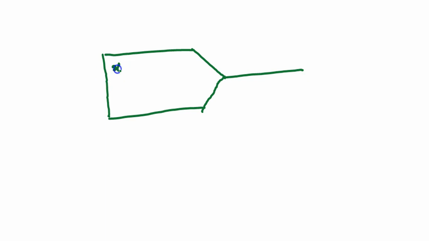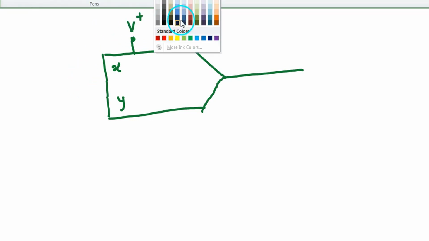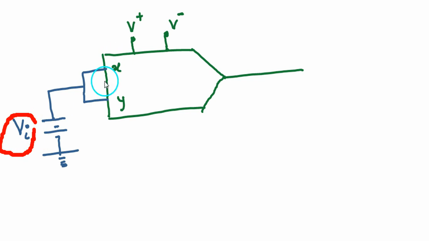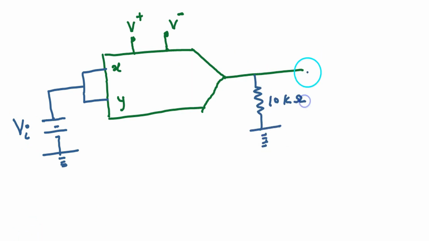How do we get the square of a given number? The two inputs X and Y are connected together and given a common voltage VI. VI is applied to X as well as to Y, and this is a multiplier. The output resistance is 10 kilo ohm. V0 is VI into VI upon V reference. So VI square upon V reference is what is required.